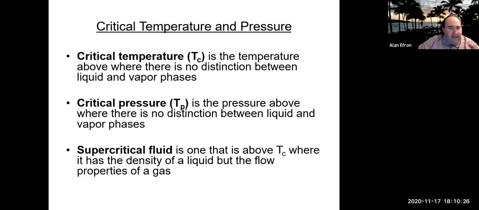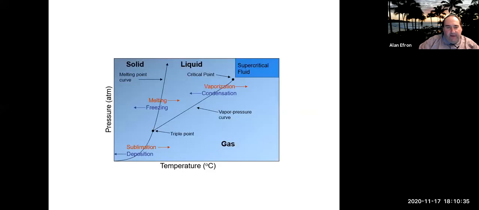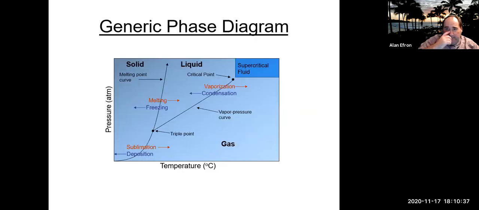We have something that has the density of a liquid, but it will flow very much like a gas. So let's take a look at a generic phase diagram here. And this is just a generic one, and this is typically what one looks like. We have pressure on the Y axis, temperature on the X axis, and we have our solid, liquid, and gas. And that's typically where you would find these in most situations.